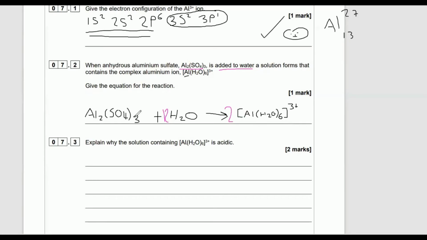What's the last thing that I need? Well, this side is charged because I've got a +6 charge. There's 2 times 3+, and on this side there is no charge. So I need to balance the electronic charges. And if we look here, I'm missing the sulfate ions. So we've got 3 lots of sulfate ions. So I need to add in a plus and then a big fat 3.